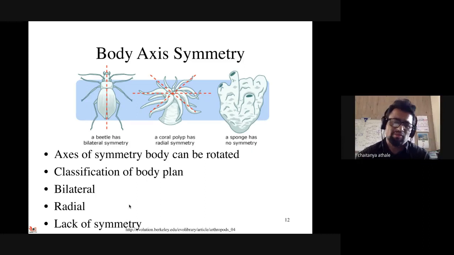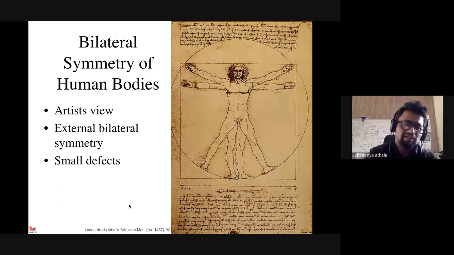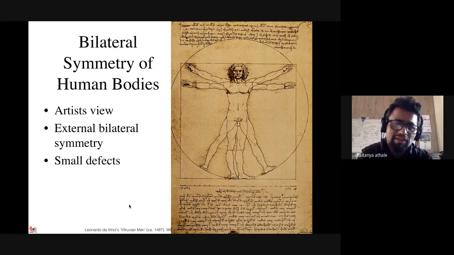But what about us? What about human beings, right? We argue that we are bilaterally symmetric, and this is true from the external perspective at least. And this artist's view depicts the picture that is famous from the drawings of Leonardo da Vinci, a medieval European Renaissance artist, demonstrating the measures of the human body. And the thing that I, of course, want to emphasize is that it is an attempt at demonstrating bilateral symmetry.